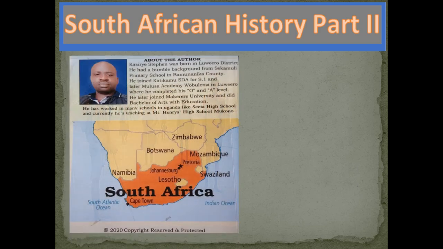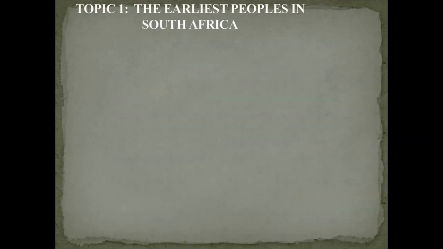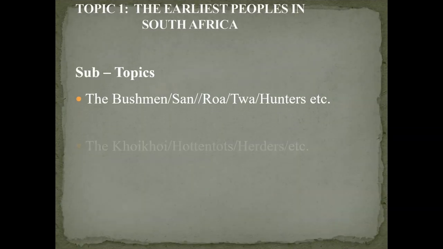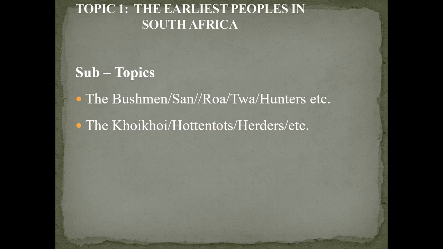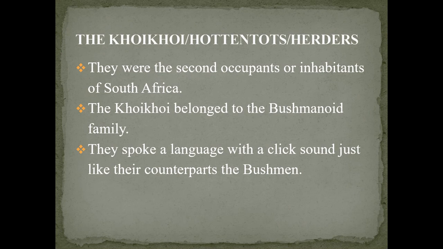Welcome back from Part 1, where we looked at the Bushmen and the various subtopics under them. So we are going to look at yet another group still under the earliest inhabitants. The second group of people we are going to look at is the Khoikhoi, who are also known as the Hottentots or herders. When you see that subtopic, you can pose a question in your head: who are the Khoikhoi? Who are the Hottentots? So let us know about these people.